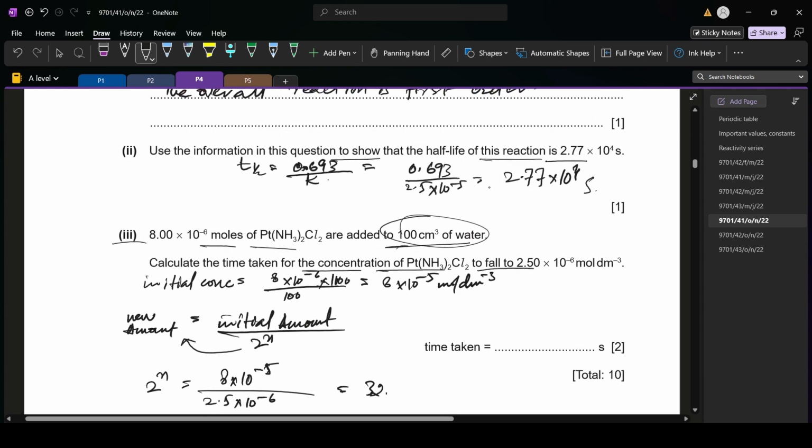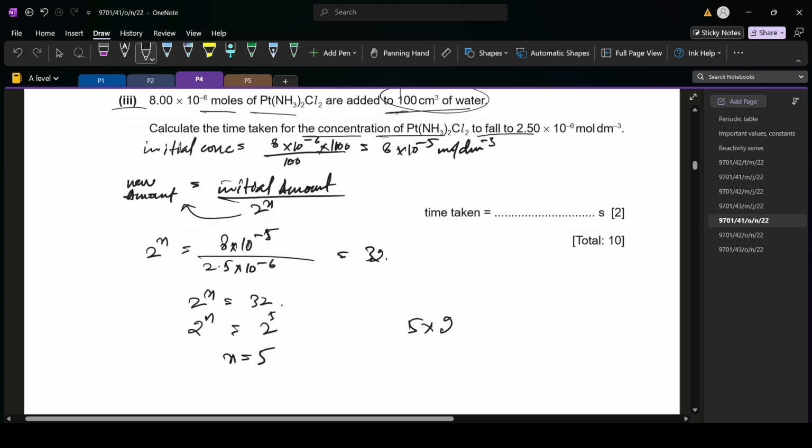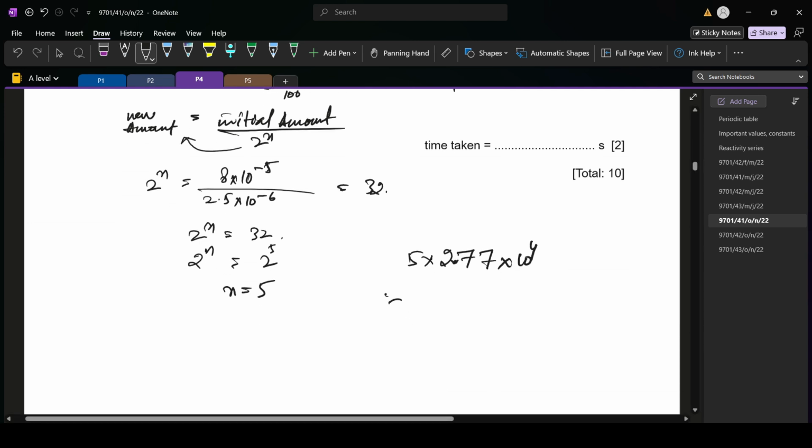What is the half life? This is 2.77 into 10 to the power 4. The half life is constant, and 5 half lives have passed. So the total time taken will be 1.39 into 10 to the power 5. Okay, 1.39 into 10 to the power 5.